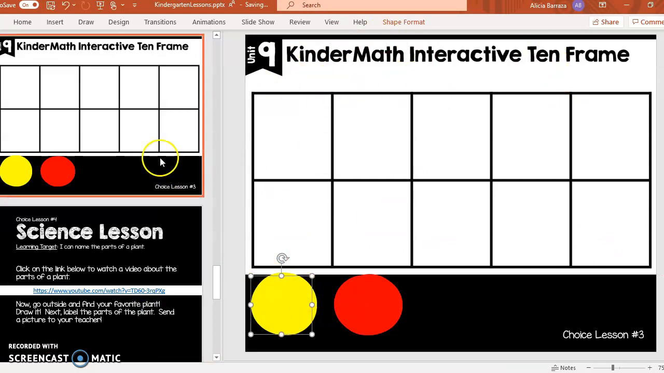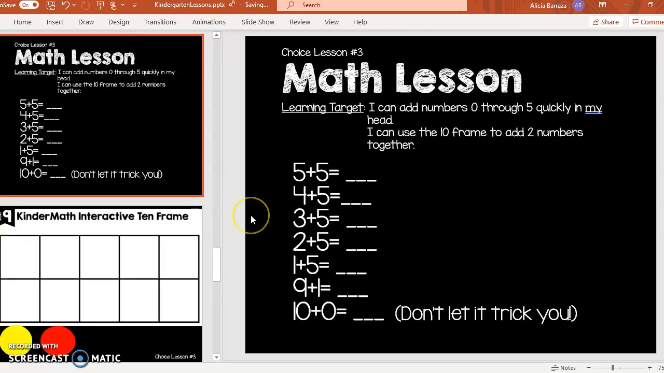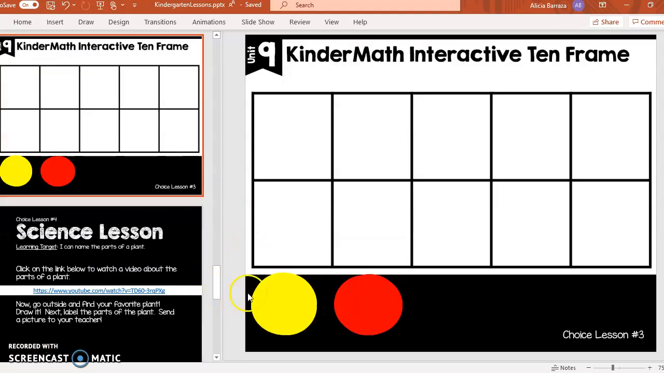So what you will do is you can write these down on the piece of paper and have it ready. So let me write mine down really quick so I don't have to go back and forth. So I know I need 5 plus 5, and let's do 2 plus 5. So I'm just going to show you guys how to do 2 of them, and you guys will do the rest. So I want to do 5 plus 5.